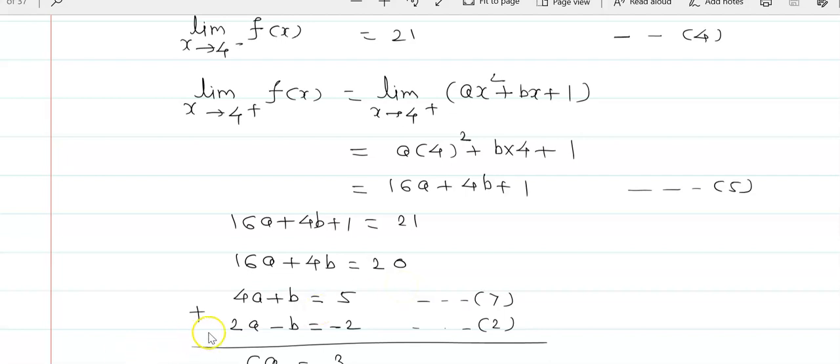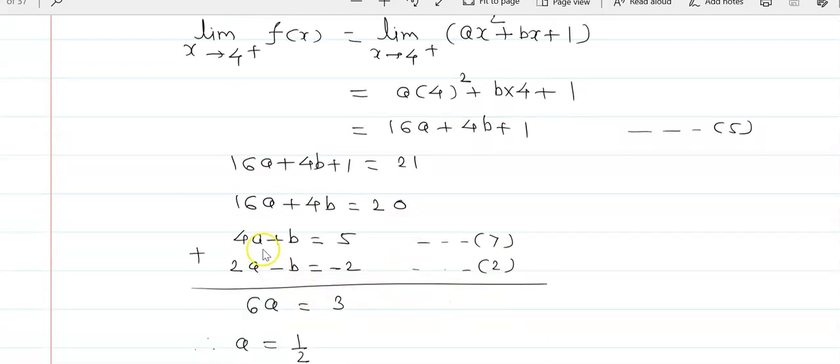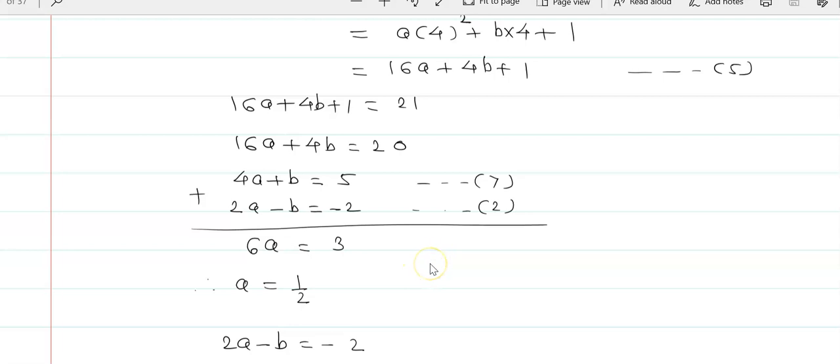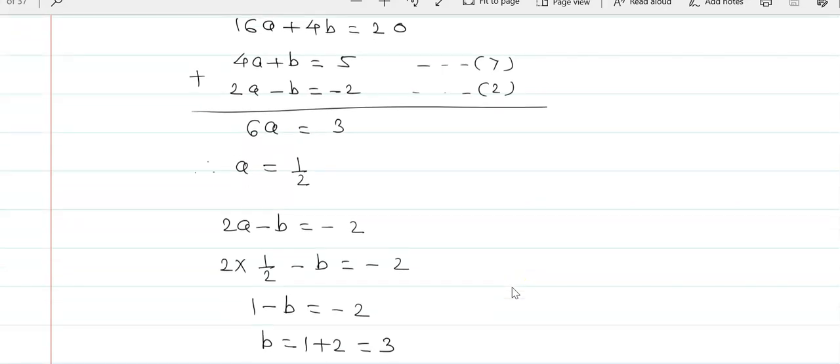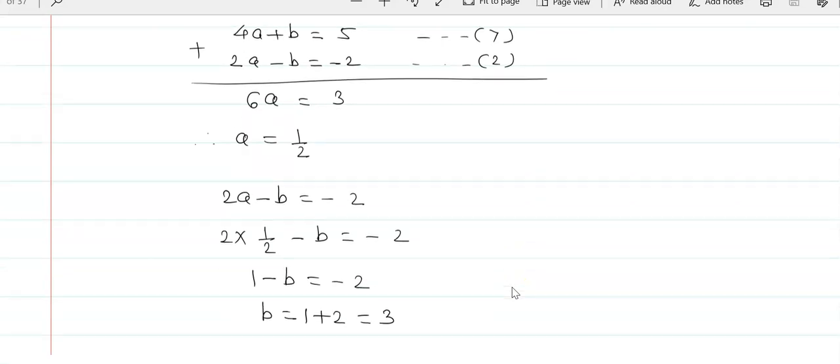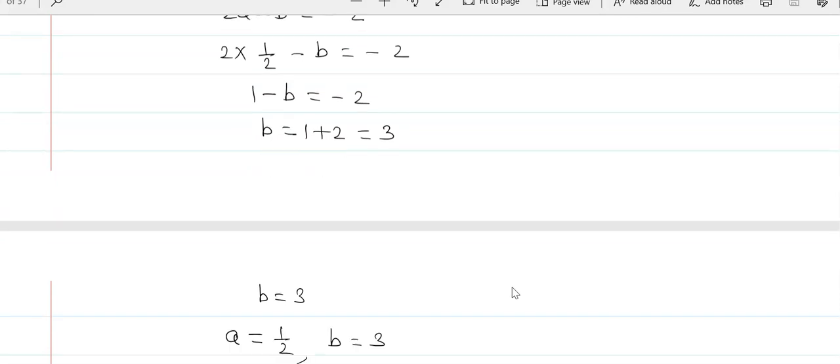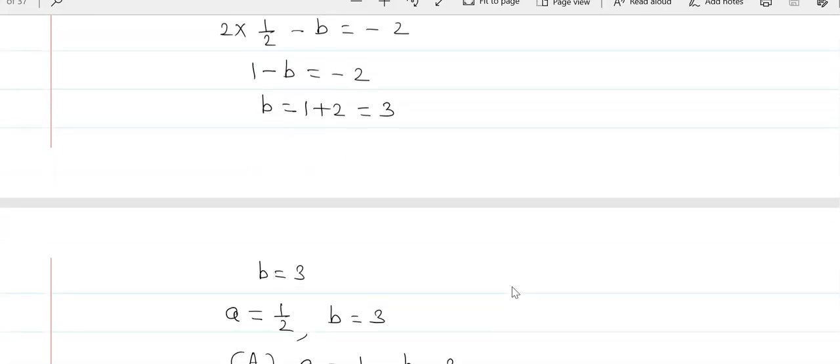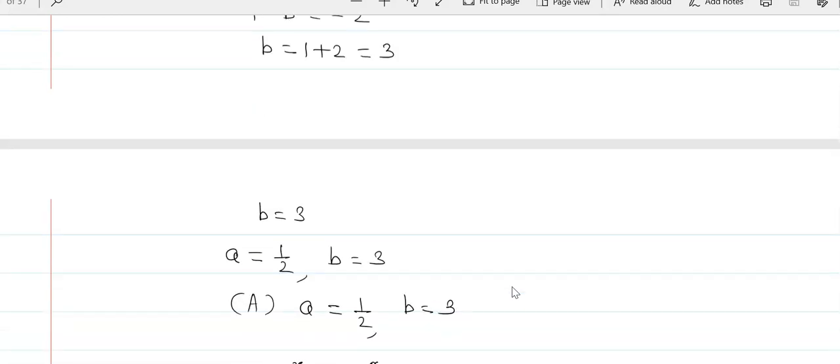Now by using that first equation, that is equation number 2, and this equation number 5, we will evaluate this. If you add these two equations, then you will get 6a equals 3, therefore a equals 1 upon 2. Substitute the value of a in 2a minus b equals -2, then you will get the value of b equals 3. Hence a equals 1 upon 2 and b equals 3. This is the option A, the correct one.